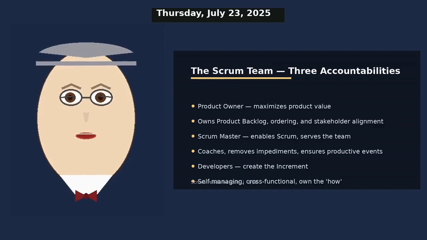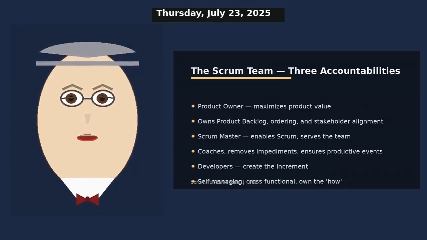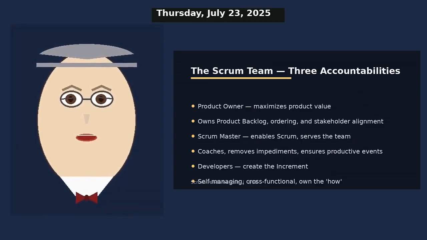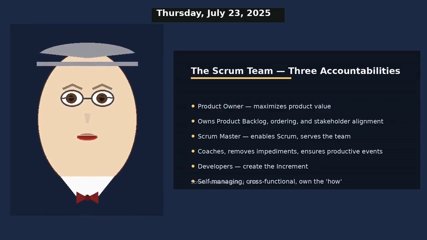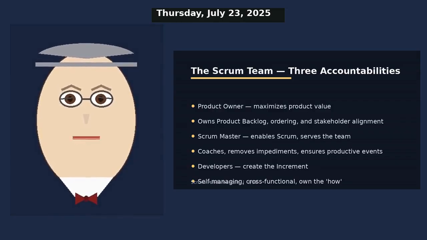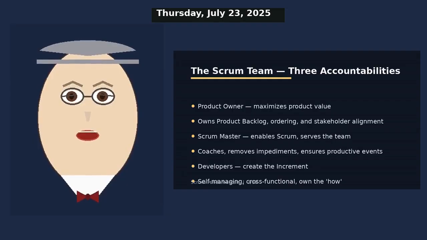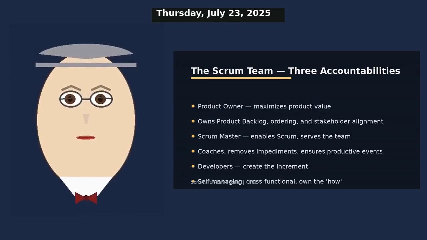The Scrum team consists of three accountabilities. The product owner maximizes the value of the product resulting from the work of the Scrum team. The Scrum Master serves the team by enabling Scrum practices and removing impediments. The developers are the professionals who create any aspect of a usable increment each sprint.